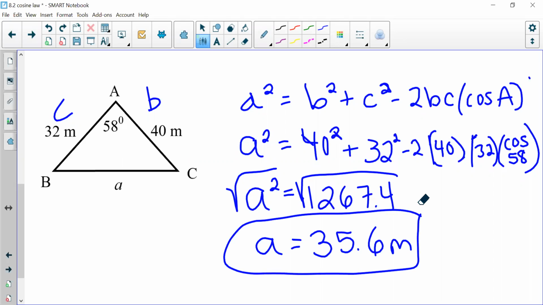Okay, any questions on using cosine law to find side lengths? What were we rounding it to? Because I just did it to 36. Oh, that's okay. This one didn't give us any specific instructions. Lauren, I'll make sure it's very clear on your evaluation what to round it to. So rounding to 36 is fine. 36 meters is fine. Okay, any questions?